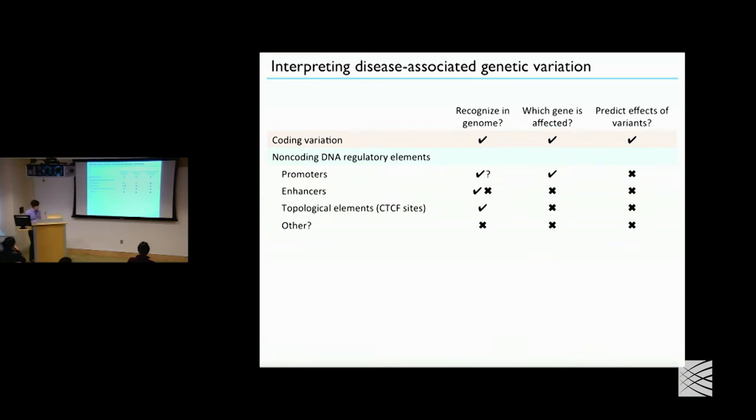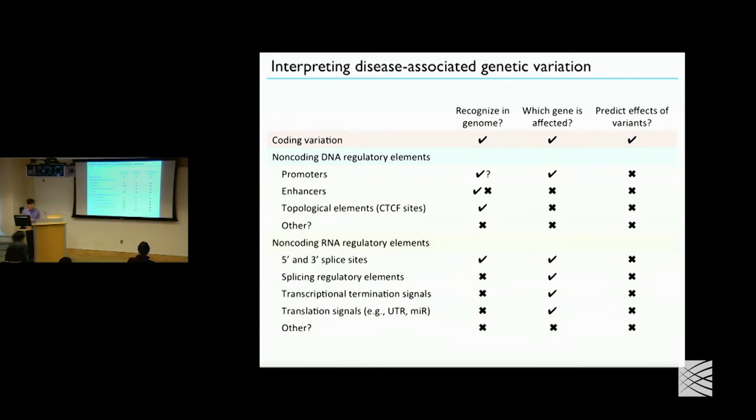There are other potential types of DNA regulatory elements. There's also an entirely other category of non-coding sequences that we might care about and that might play a role in disease risk, which is non-coding RNA regulatory elements, which would be variants that occur in the DNA but then are transcribed and affect the function of the RNA itself. Those might involve splice sites, splicing regulatory elements, transcriptional termination signals, which we don't know how to recognize, and potential translational regulatory signals like microRNA sites or other types of signals in UTRs.